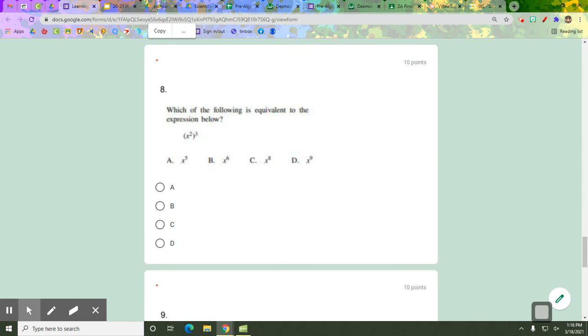Which of the following is equivalent to the expression x squared raised to the third power? That's going to be your power to a power rule. What do you do with your exponents in your power to a power rule? Okay, they're on the board if you get confused or forget.